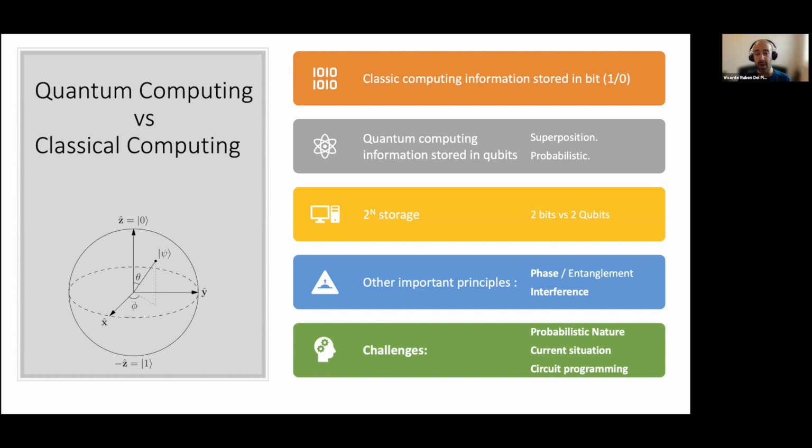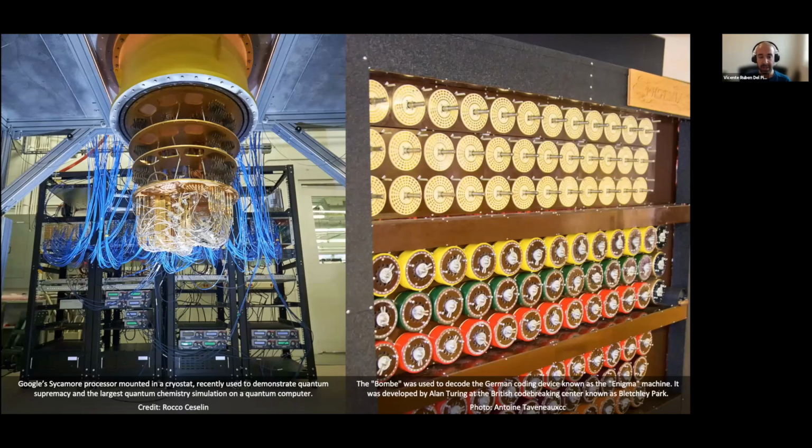So one of the challenges, as I was saying before, is that right now this is in its infant state. It's not like I can buy a quantum computer and get it into my house. What you have here on the left is the famous Google Sycamore quantum computer, and you can see it's taking like a huge room. And on the right, if we want to compare with the moment in which we had classical computing at the same level, what you see is the bomb, the machine that was used to decode the Enigma machine. So this is where we are right now with quantum computing.